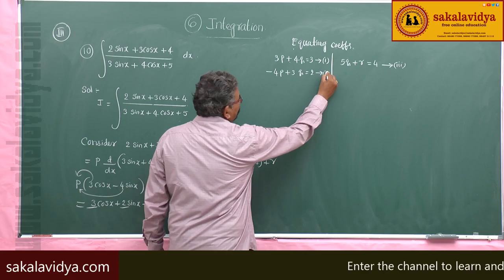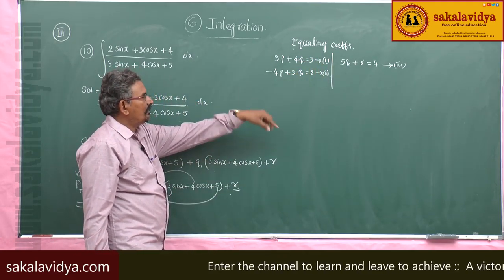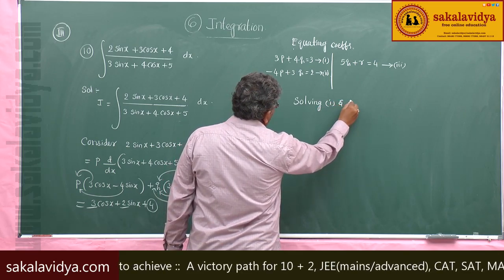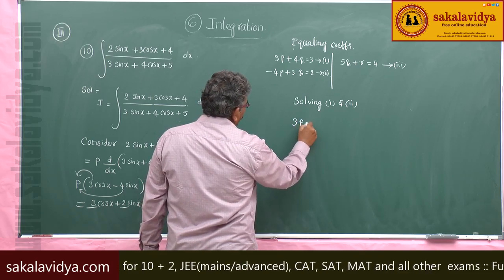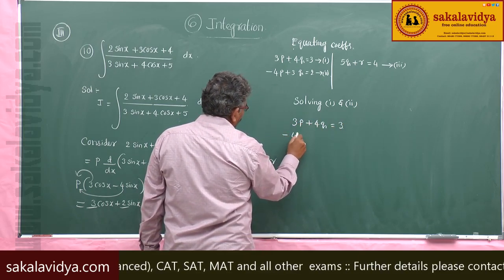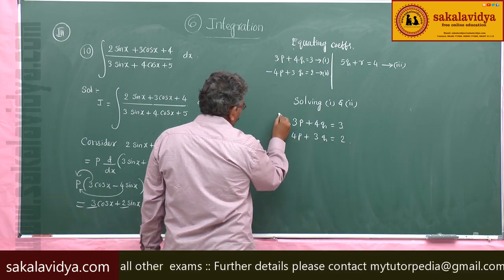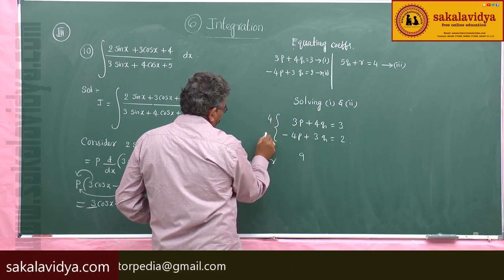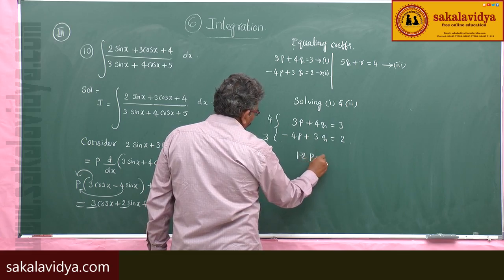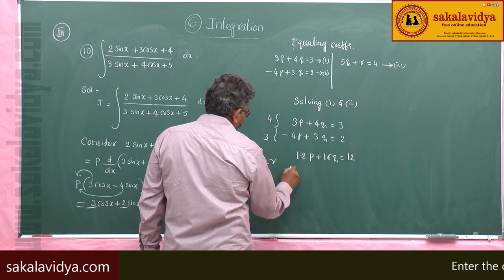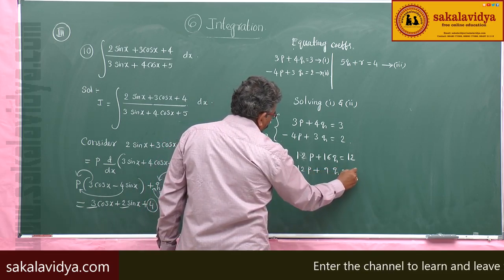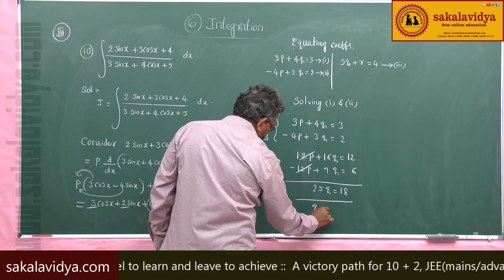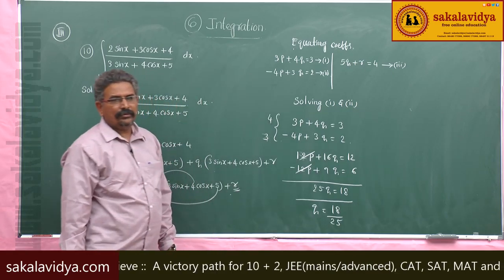So first let us solve 1 and 2 to get the p and q values. Substituting the q value, we get the r value. So solving 1 and 2: 3p plus 4q equal to 3, minus 4p plus 3q equal to 2. Multiply the first with 3 and the second with 4: 9p plus 12q equals 9, minus 16p plus 12q equals 8. Cancel. 25q equal to 18, where q is equal to 18 by 25. The q value has been evaluated.